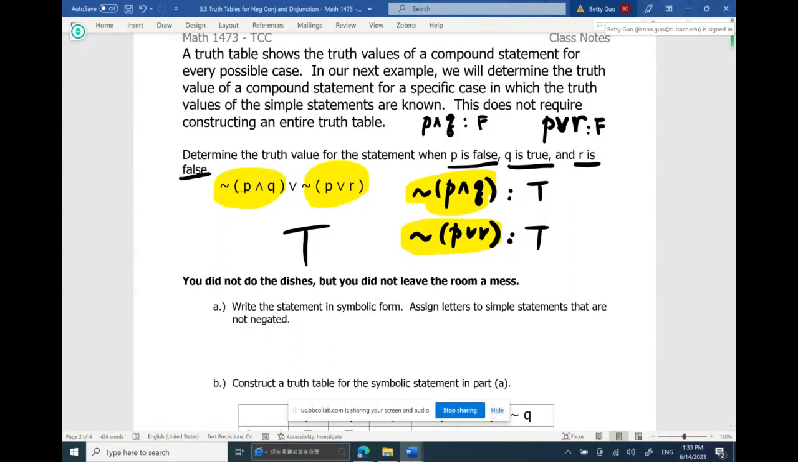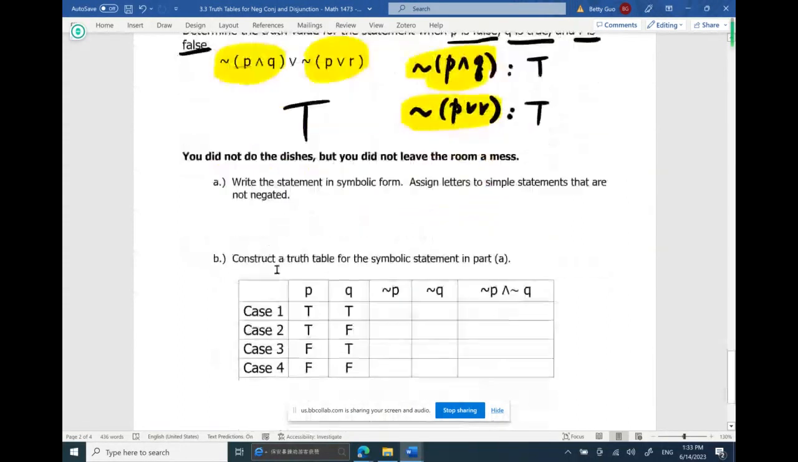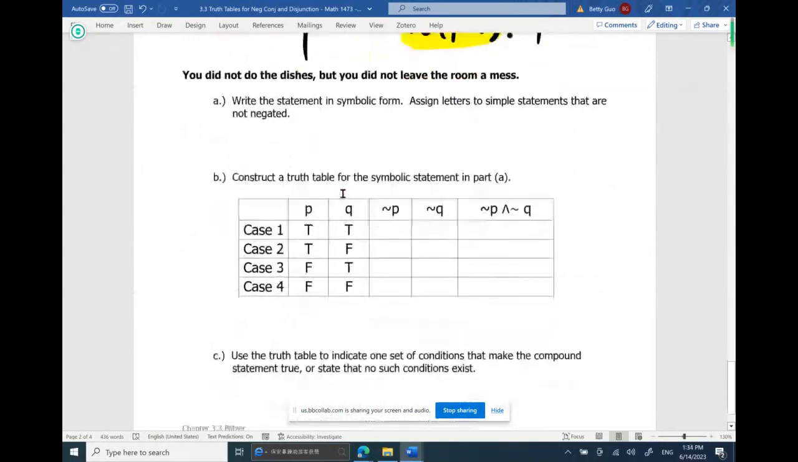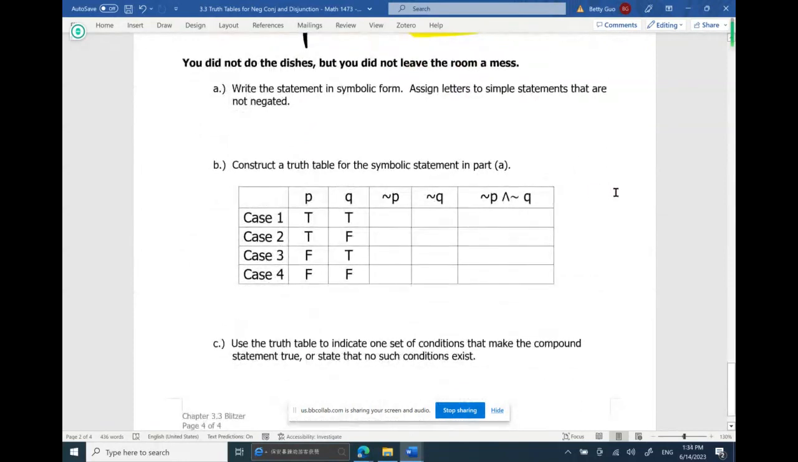Let me double check. P is false, Q is true, so that conjunction is false. Negation is true. And P is false, R is false, disjunction is false, negation is true. Both of them are true. Of course, the disjunction is true. Yeah, your answer is true. You did not do the dishes, but you did not leave the room a mess.